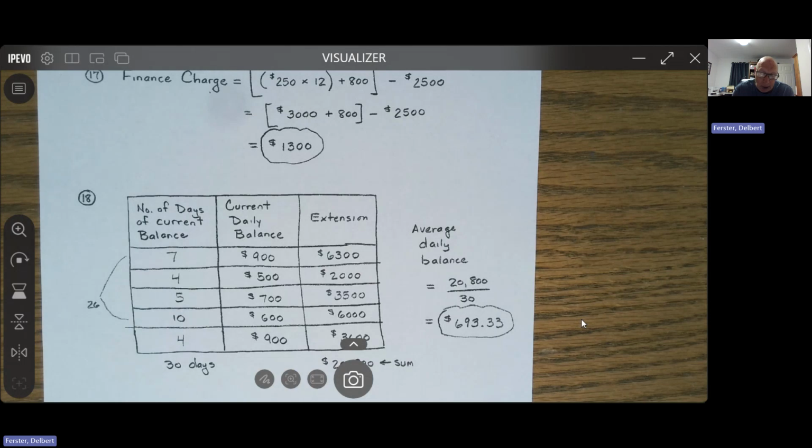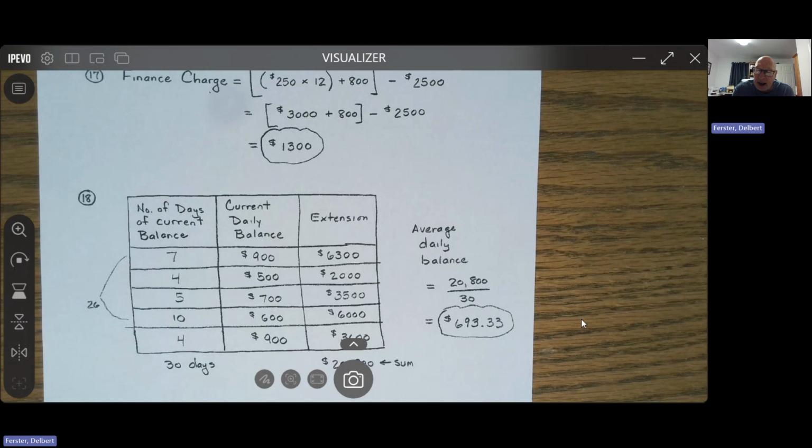Well, later on, we're going to take a cash advance, but we're going to do that in 10 days. So from the 4th to the 14th is 10 days. So for 10 days, we had a $600 balance. So that extension is 6,000, which is 600 times 10.